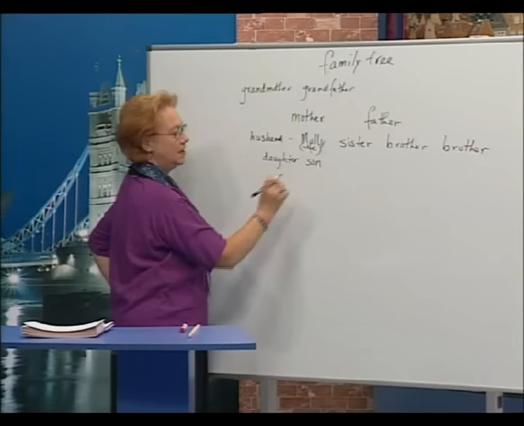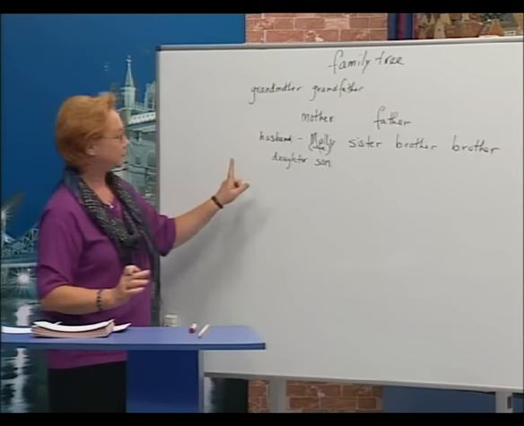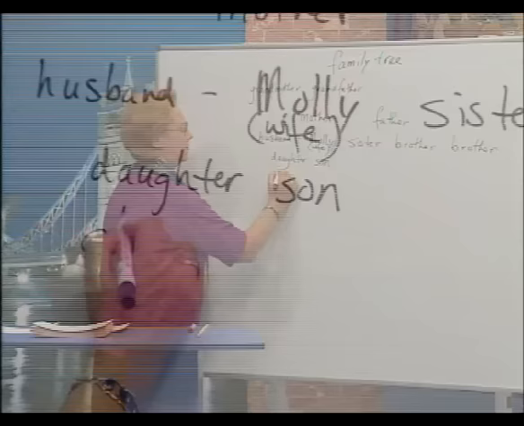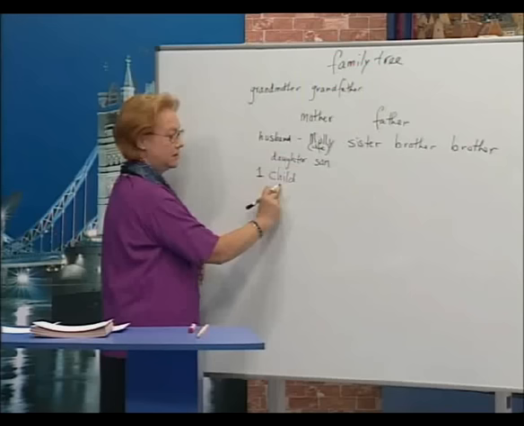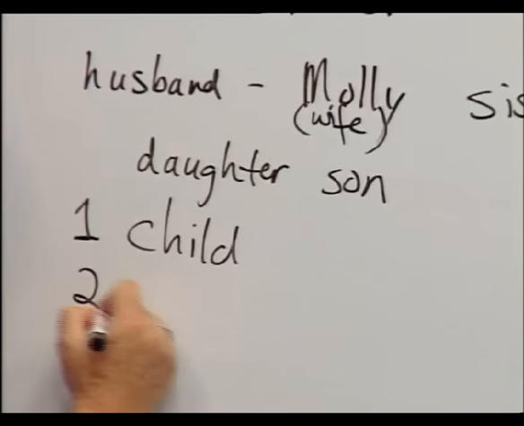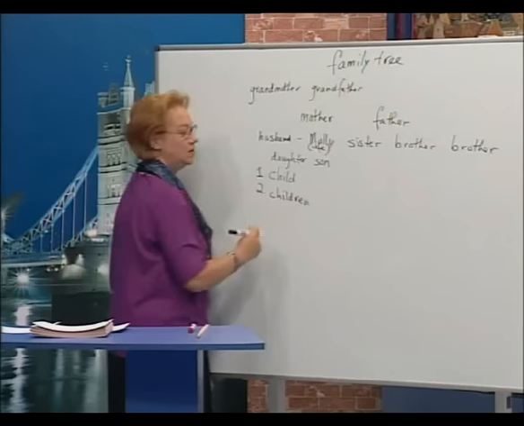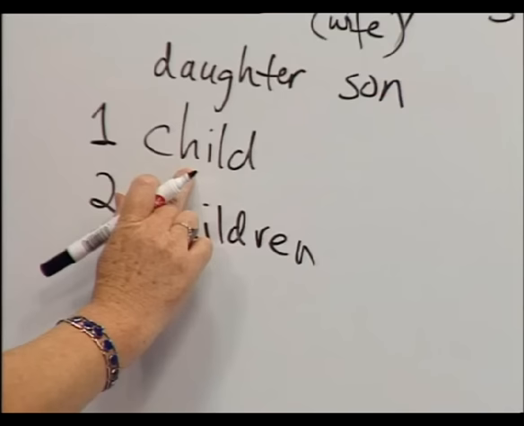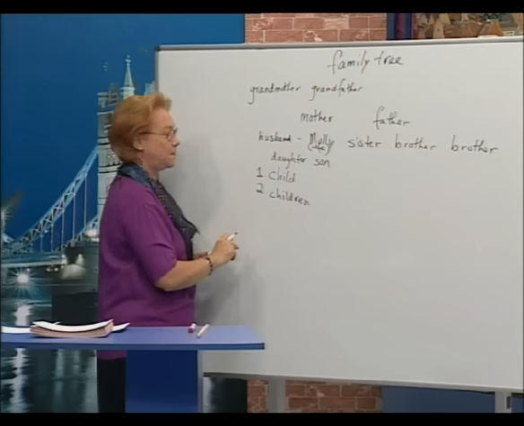We have one child, two children. So I have two children. My daughter is one child. My son is one child. My daughter and son are two children.